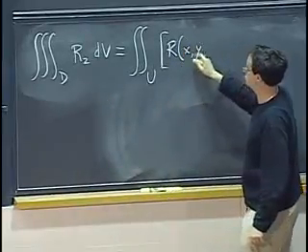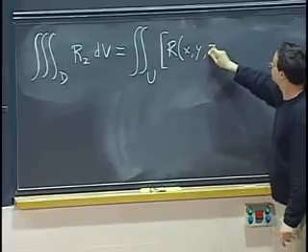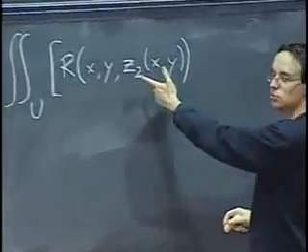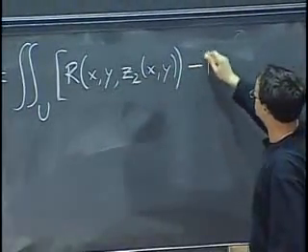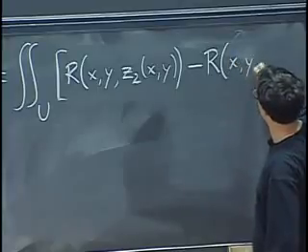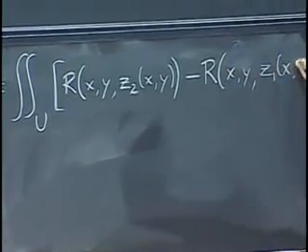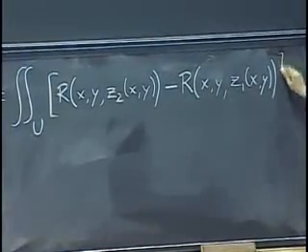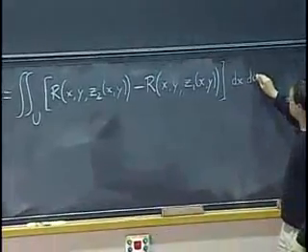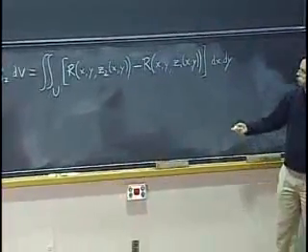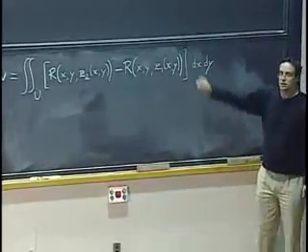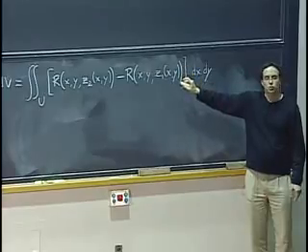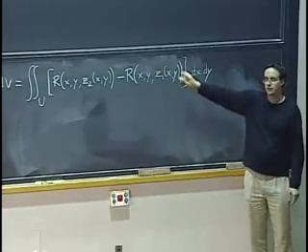Remember, r is a function of x, y, and z. And in fact, I will plug into it the value of z at the top, so z2 of x, y, minus the value of r at the point on the bottom, x, y, z1 of x, y. Any questions about this? Is it looking vaguely believable?